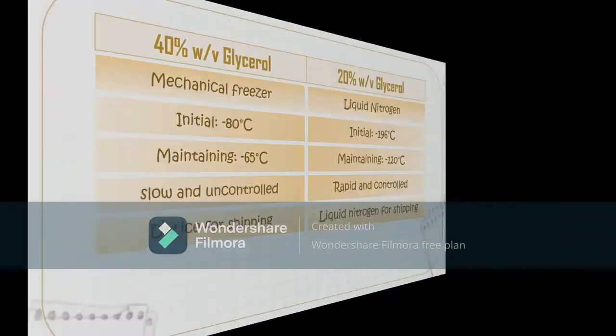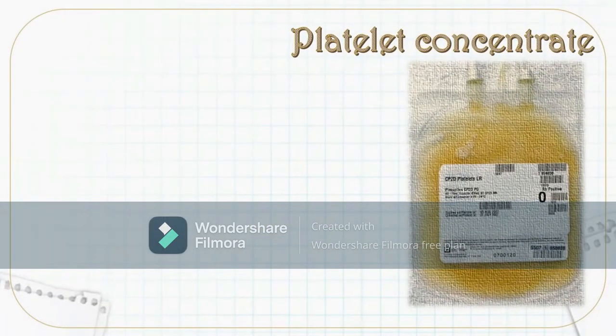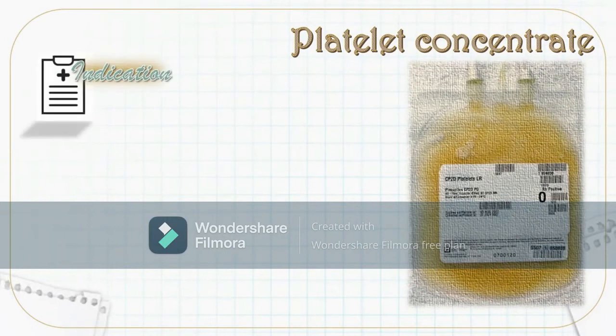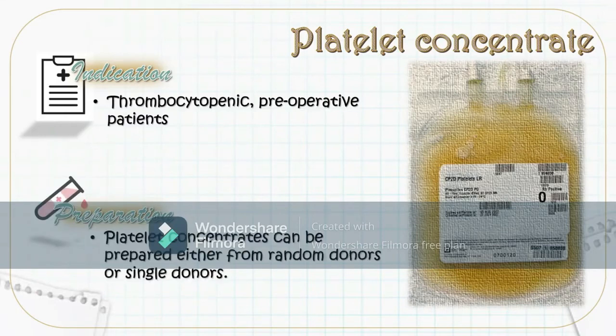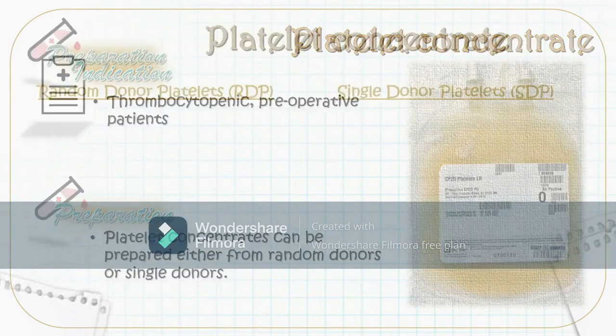Next, we have the preparation for our platelet concentrate units. These units, on the other hand, are indicated for patients who are thrombocytopenic or our pre-operative patients, particularly those with platelet counts that are less than 50,000 platelets per microliter. For the preparation of our platelet concentrates, they could either be prepared from random donors or single donors.